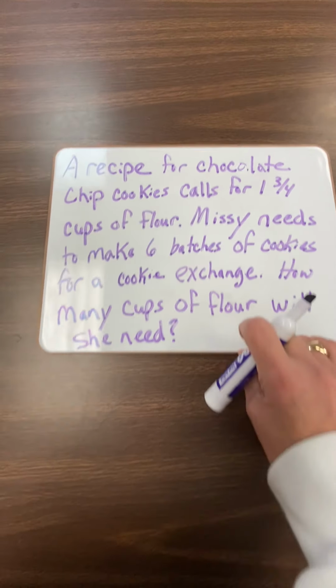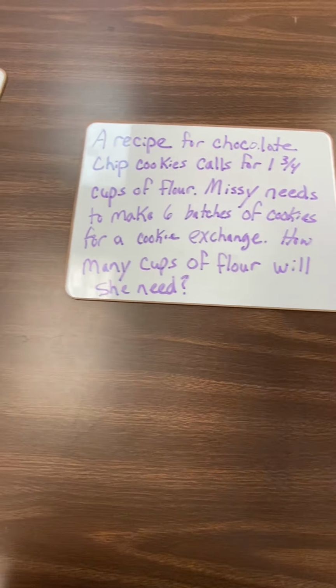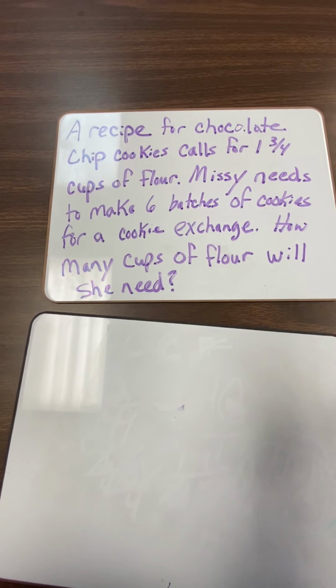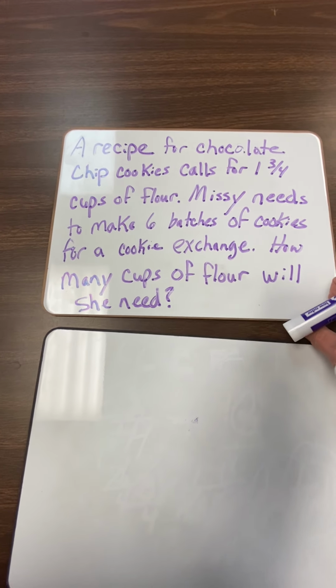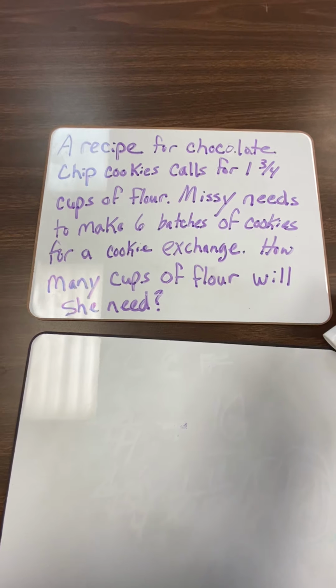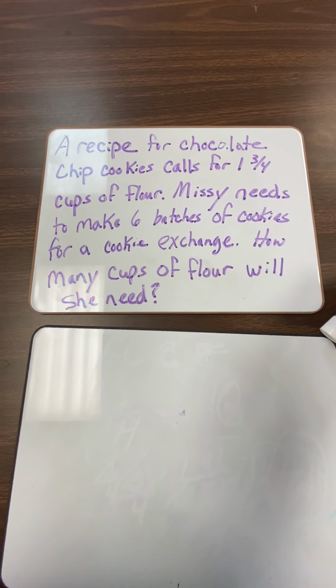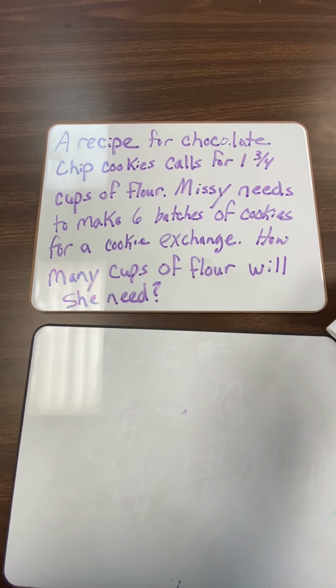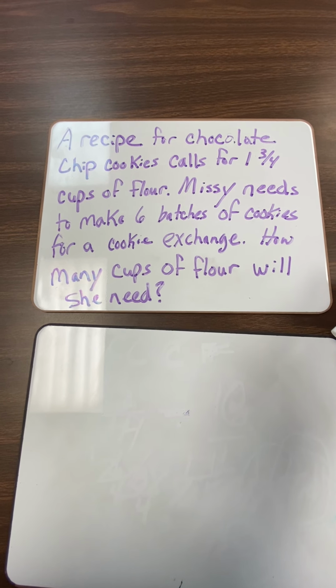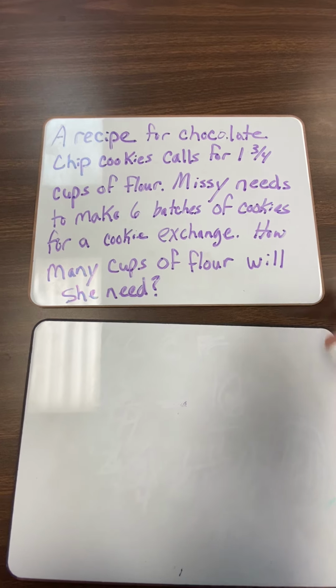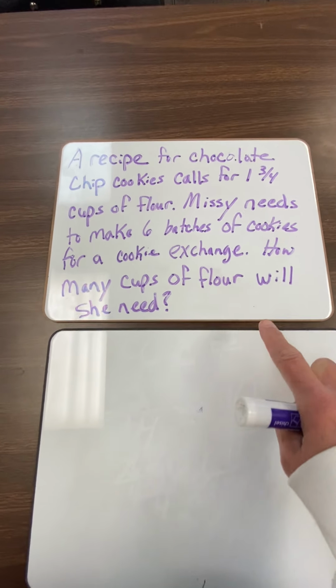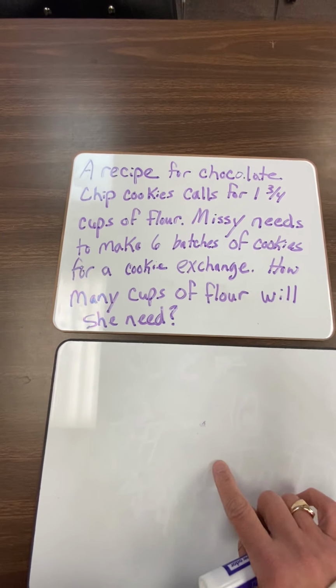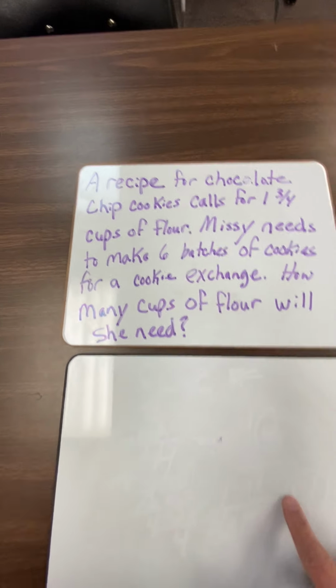Okay, so let's look at it. Let's reread it. It says a recipe for chocolate chip cookies calls for 1 3/4 cups of flour. Missy needs to make 6 batches of cookies for a cookie exchange. How many cups of flour will she need? Okay, one batch calls for 1 3/4. She's making how many? 6.